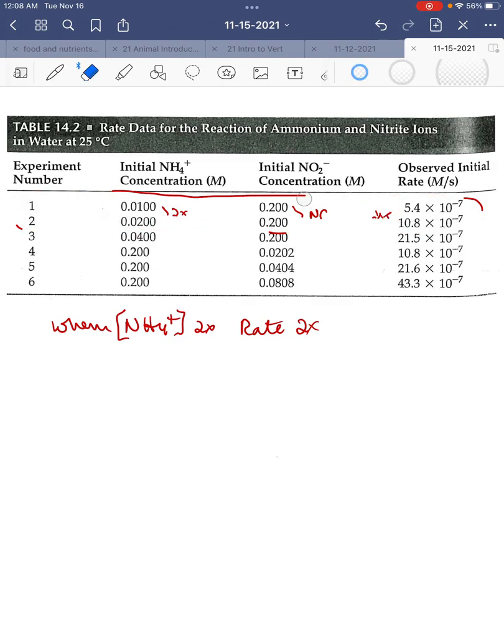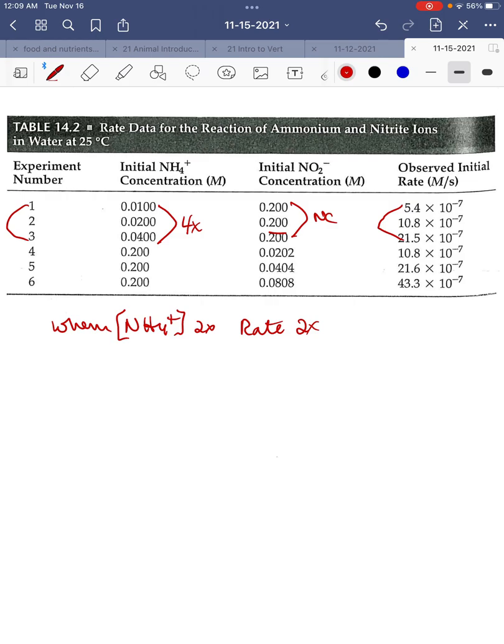Let's take a look at, how about 1 and 3? From 1 and 3, the concentration of NH4 goes up by 4 times. There was no change in the NO2. The rate goes up by 4 times. So whatever happens to the NH4 concentration, the same thing is happening to the rate.